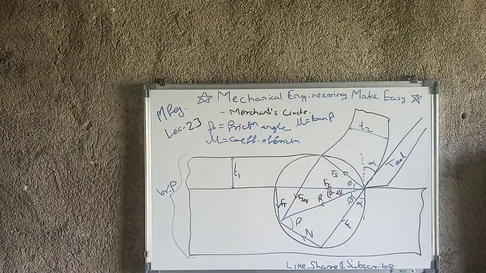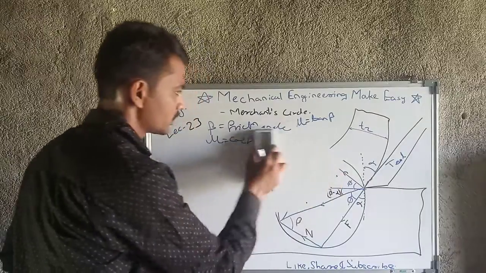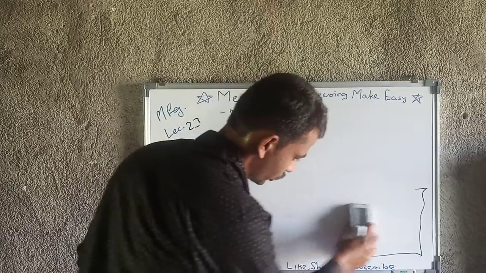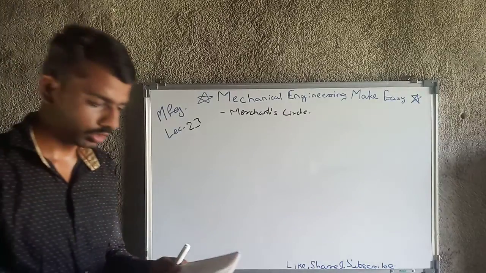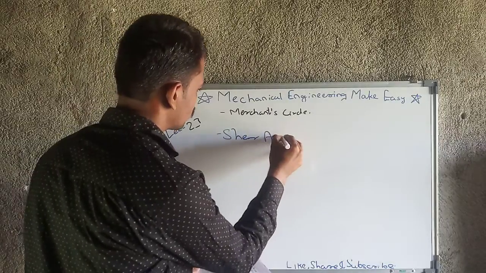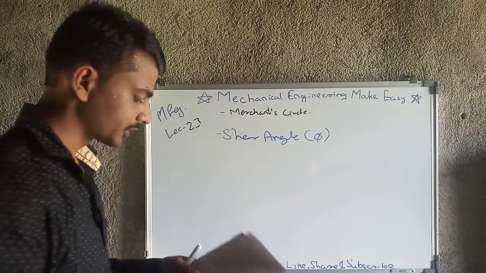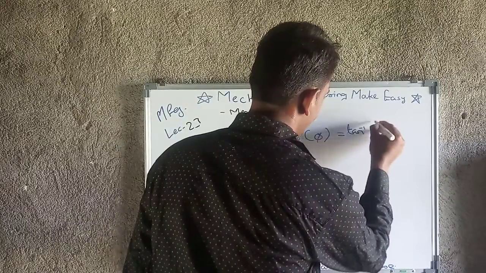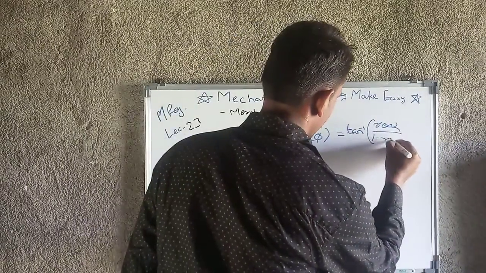Now we will look at a number of parameters. I have space limitations, that's why I have to remove this. We will look at all the forces and all the parameters, and the connectivity between all the forces. First is the shear angle, which I showed you in the figure with the denotation phi. Shear angle equals tan inverse of r cos alpha upon 1 minus r sin alpha.